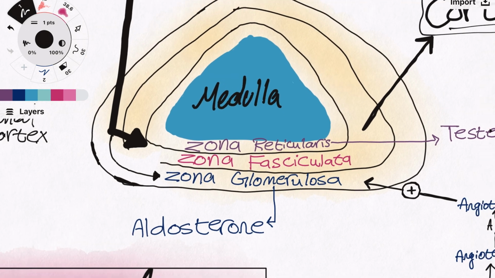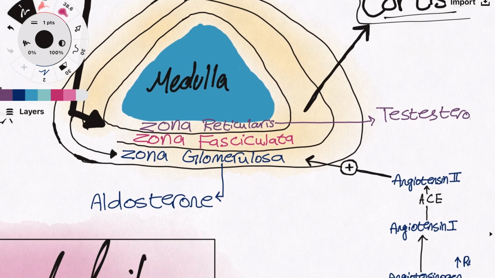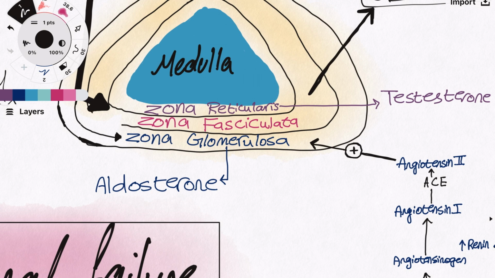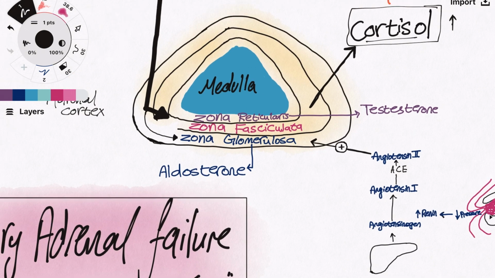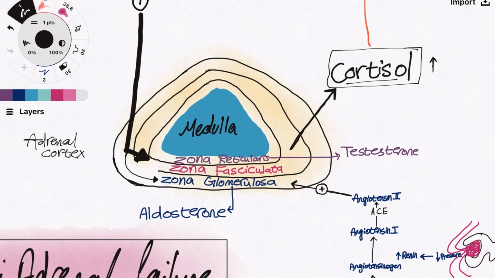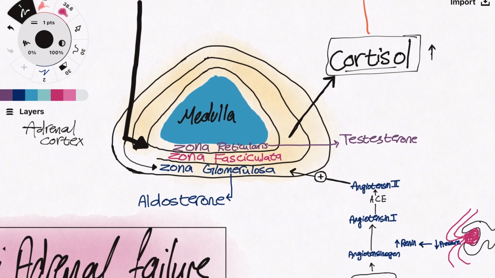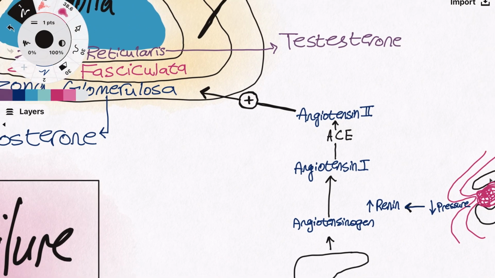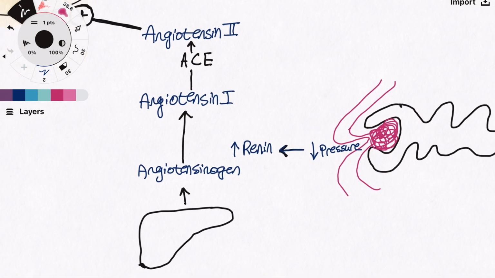But as you remember, aldosterone is mainly regulated by the renin-angiotensin axis, not by the CRH-ACTH axis, right? So when we talk about the CRH-ACTH axis, we know that the outcome is mainly cortisol. But when we talk about the renin-angiotensin axis, we talk about aldosterone. Let me remind you of the renin-angiotensin system very quickly.